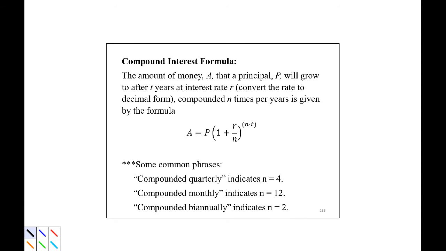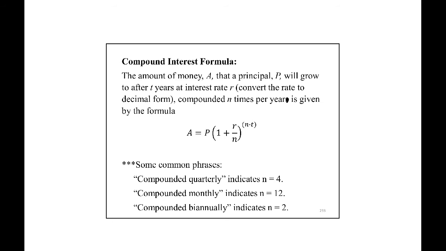We can use exponential functions, as we see here, for compound interest with the compound interest formula. The amount of money, A, that a principal, P, will grow to after T years at an interest rate R, where we convert this rate to decimal form, compounded N times per year, is given by the formula A equals P, parentheses, 1 plus R over N, close parentheses, to the whole exponent N times T.